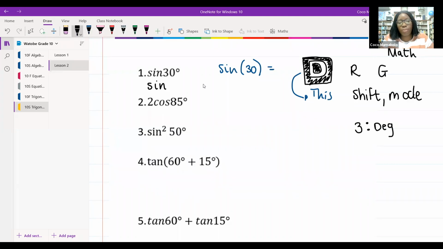What answer did you get? I got 0.5. Good, it's 0.5, or don't click the SD button. Give me this fraction. Okay. 1/2. Good, it's going to give me 1/2. So my sine of 30 degrees is actually 1/2.